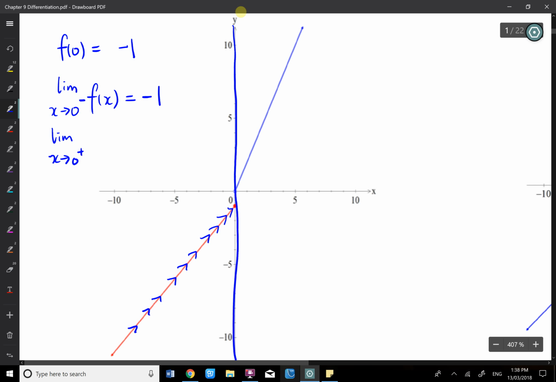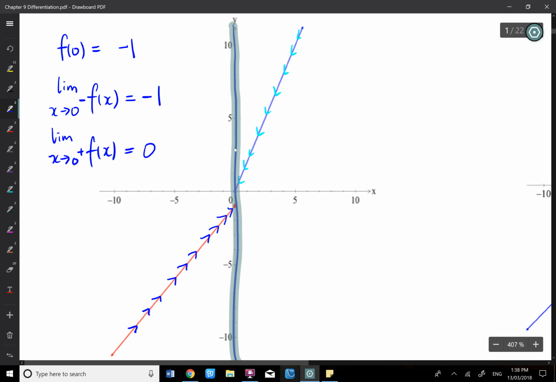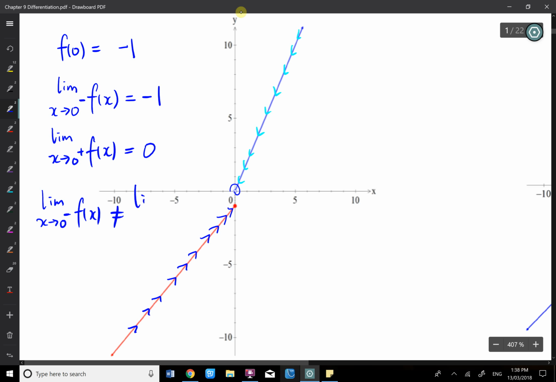When I walk from the right hand side of the function, well, right hand side is here. I'll head towards 0, because that's the location. I'll head towards that point. I can't go to the bottom point here. So the conclusion we can make is lim x approaching 0 from the left is not equivalent to lim x approaching 0 from the right. So lim x approaching 0 of f(x) does not exist.